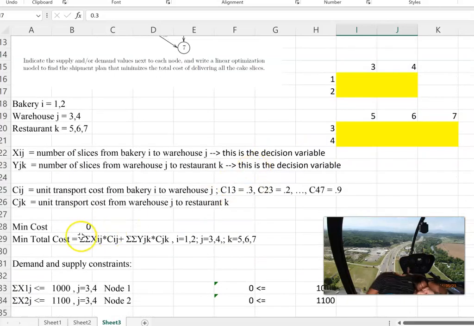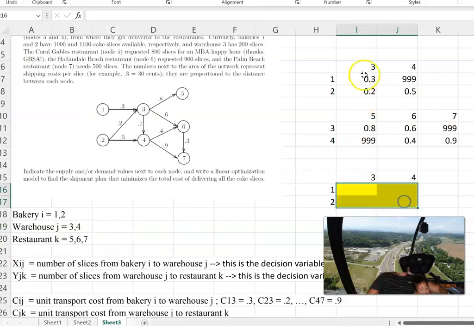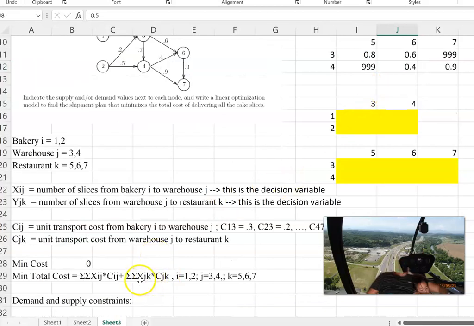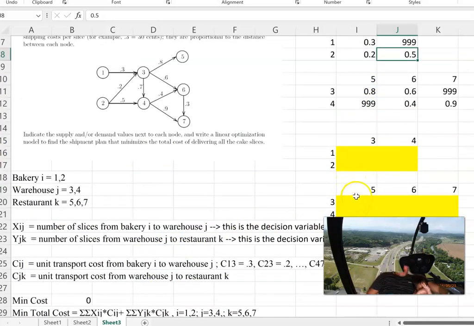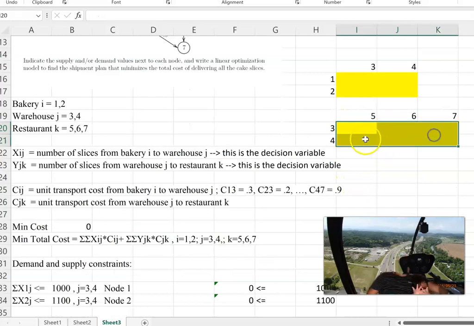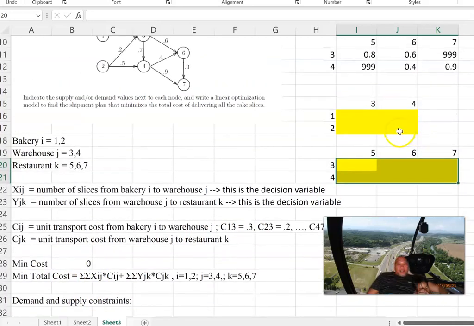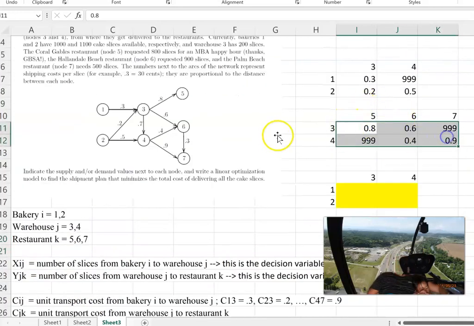Okay, so we're going to form that by using sum product functions. So sum product of xij times cij, right? So this is the xij and this is the cij, plus the sum product of yjk times cjk. This is the yjk here. How many from j to k? That's yjk, and then cjk is the unit cost from j to k.